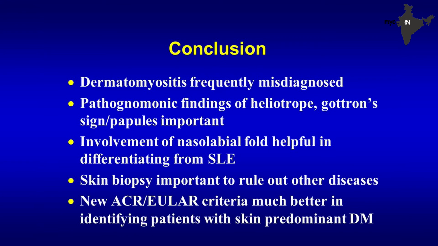So in conclusion, dermatomyositis is frequently misdiagnosed. The pathognomonic findings of heliotrope, Gottron's sign, and papules are important and are now incorporated in the new EULAR ACR criteria, which will allow better diagnosis of these patients. Involvement of the nasolabial fold is helpful in differentiating from systemic lupus. A skin biopsy is important to rule out other diseases. And the new ACR-EULAR criteria are much better in identifying patients who have skin-predominant dermatomyositis.